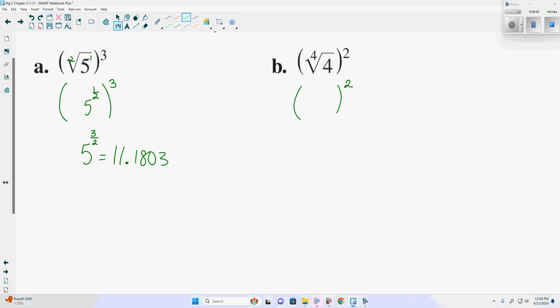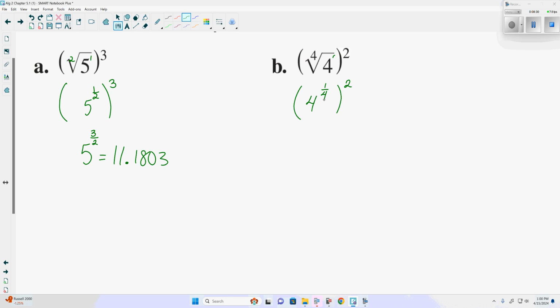The fourth root of 4 squared. If we wanted to rewrite the fourth root of 4, it is 4 to the 1/4, because our 1 would come from our exponent, and the 4 would be the index. Now, this is kind of going to be a little bit nicer because we can't take the fourth root of 4, because there's not a nice number that multiplied by itself 4 times is 4. It just doesn't work that way.